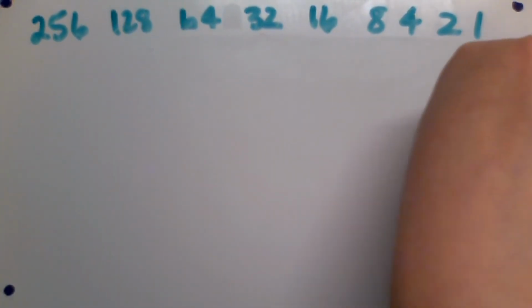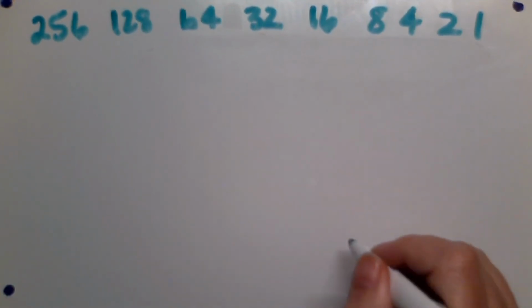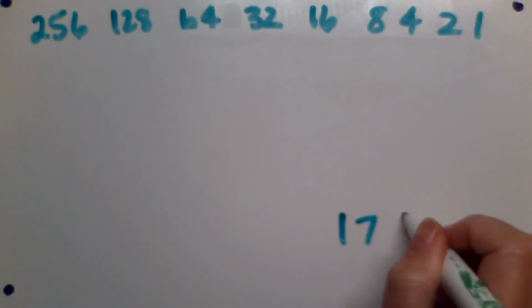All right, let's do one more example, and I think that will probably be enough to understand the binary questions that are in your workbook. So let's do one more. Let's do 179.